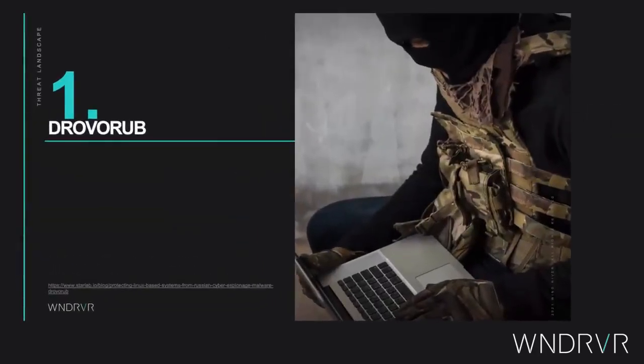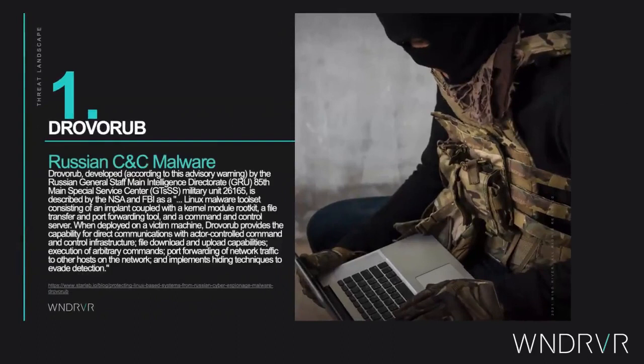First is DroverRub. DroverRub is a Russian command and control malware. So it essentially is a Linux-based malware toolset that can be injected into a system. And once it makes its way into the system, it becomes stealthy. So it hides in the system. It sets up a command and control beachhead, which means it can start looking at the data and the applications in the system and deciding what it wants to transmit out of the system. Also included in DroverRub was a mechanism to exfiltrate that data using basically network traffic. So very sophisticated, very stealthy.